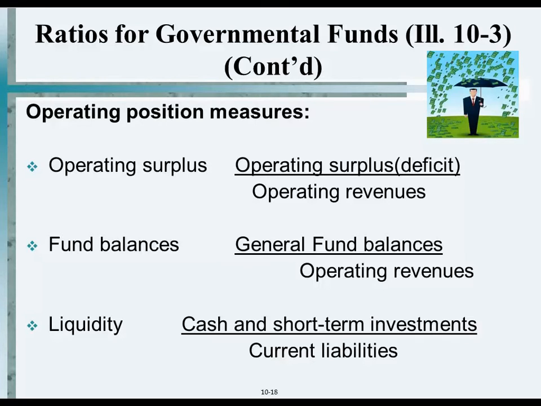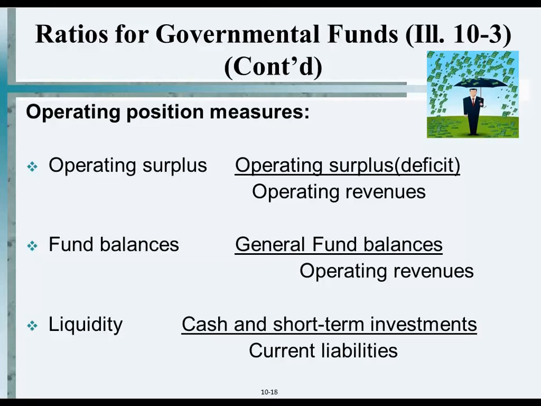Liquidity, cash and short term, okay? Well, do you remember your quick ratio? What was the quick ratio? I'm trying to remember. That was the current ratio, quick ratio. That's right. It's the immediate cash and marketable securities divided by current liabilities.